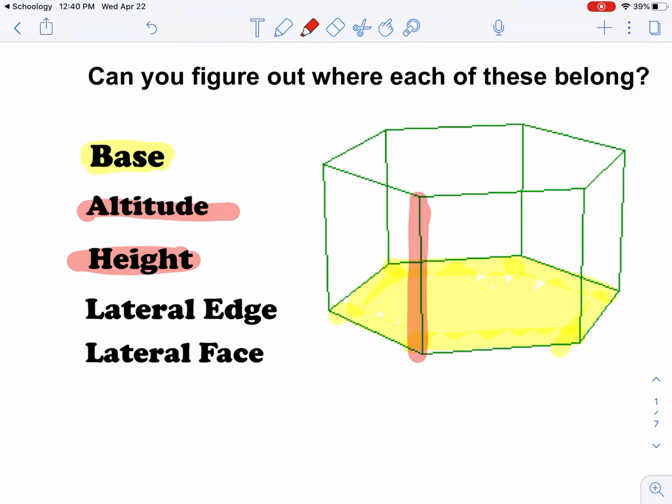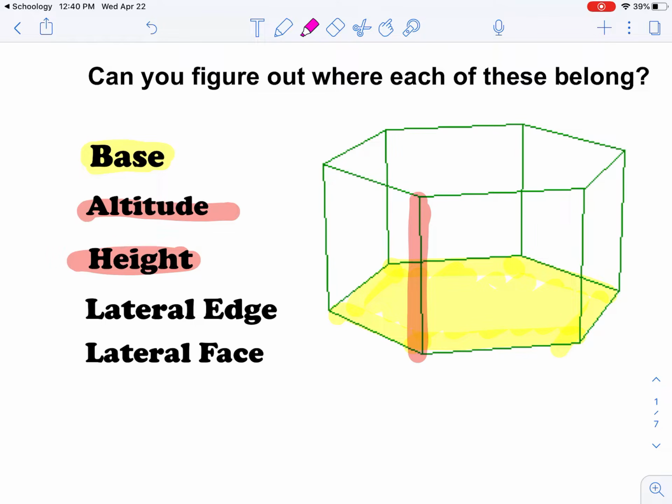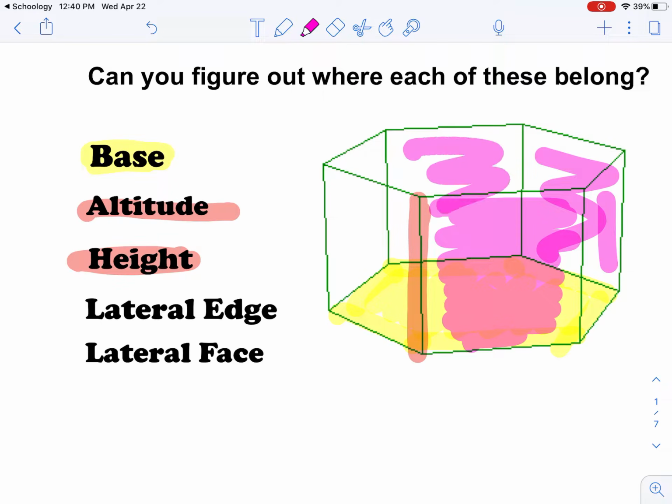Lateral edge and a lateral face. So first off we have to know what lateral is. Lateral is everything but the bases. So there are 6 lateral faces on this, this being one of them. So that's 1 lateral face, here's another 2, here's another 3, here's another 4, here's another 5, and then here's another 6. So it's the faces that are not bases. That's what a lateral face is.